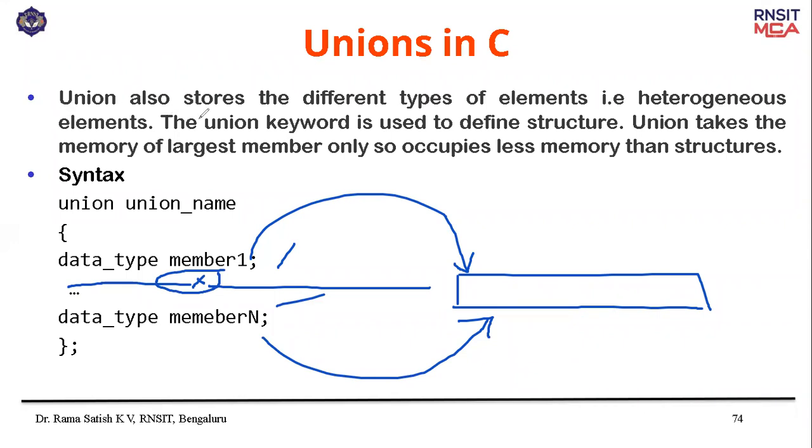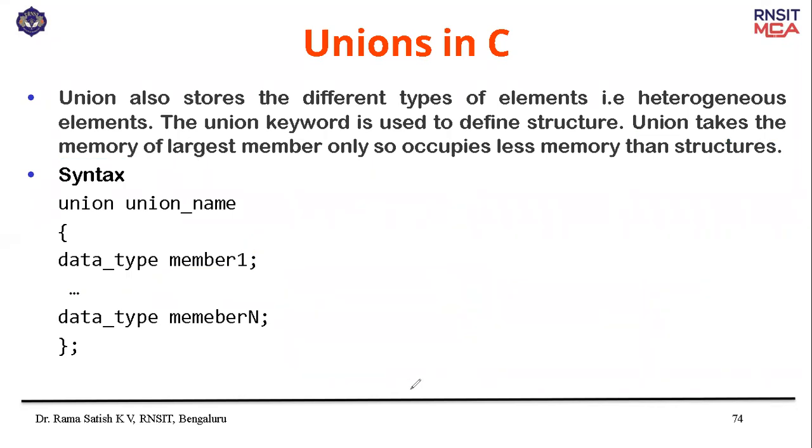You can see unions also store different types of elements, that is heterogeneous elements. The union keyword is used to define it the same way as a structure, but union takes, this is very, very important, the memory of the largest member only. So the other members can share the allocated memory. Very, very important. This is the only difference between structures and unions.